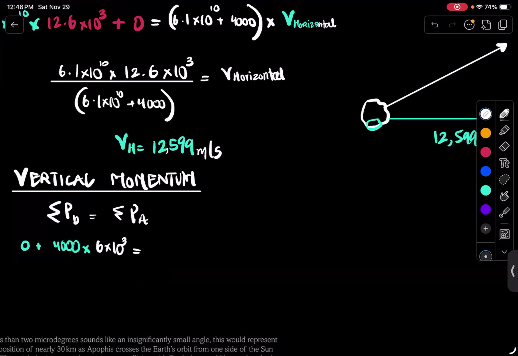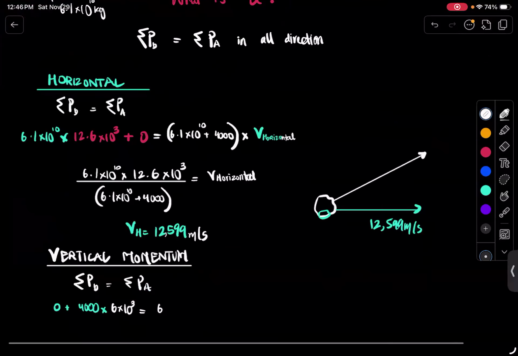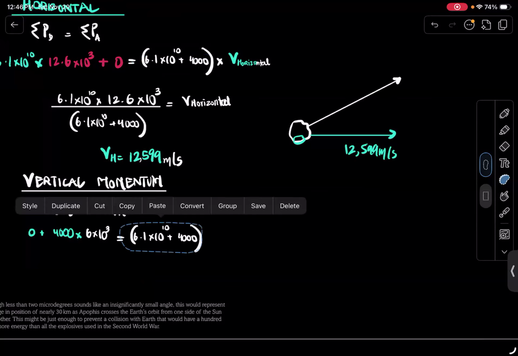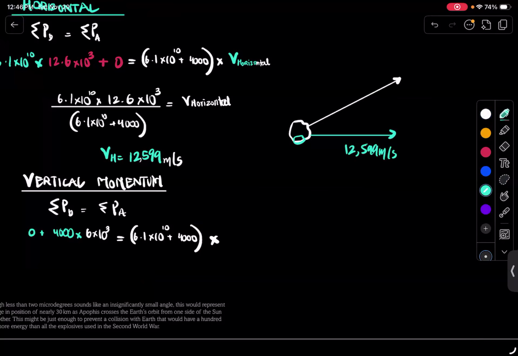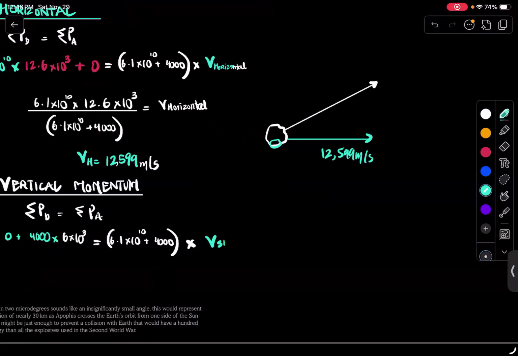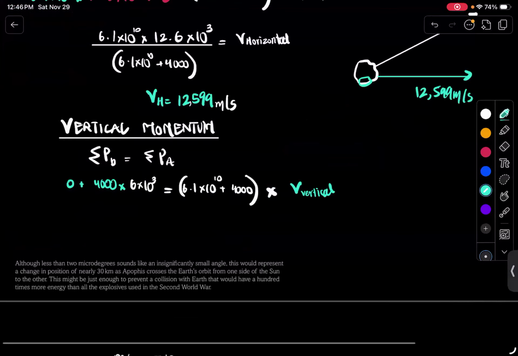That's going to be 6. No, wait, what was the mass of the? Okay, it was this. It was this value. Okay, into the vertical velocity, right? What was the vertical velocity? That's just going to be v sine alpha, or it's just useful to write it as v vertical. Okay, that's how we'll calculate the vertical velocity. Now, plug that into your calculator.